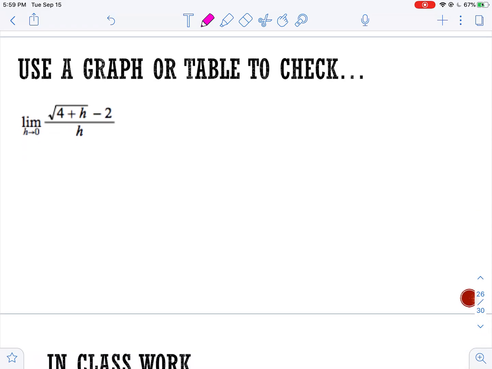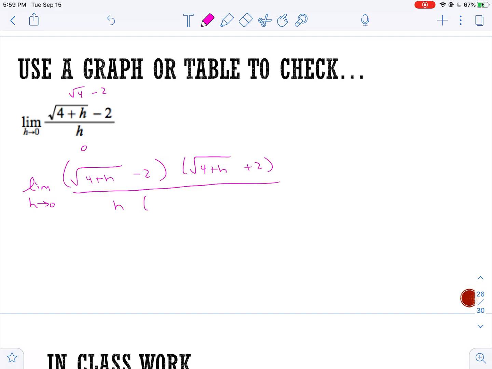Using a graph or a table to check. So if I wanted to take the limit as h goes to 0 of the square root of 4 plus h minus 2 over h, well, if I plugged in 0, I'd get the square root of 4 minus 2 over 0, which is 0 over 0. So we're going to use the conjugate approach. So the limit as h goes to 0 of the square root of 4 plus h minus 2, and then its conjugate would be the square root of 4 plus h plus 2.